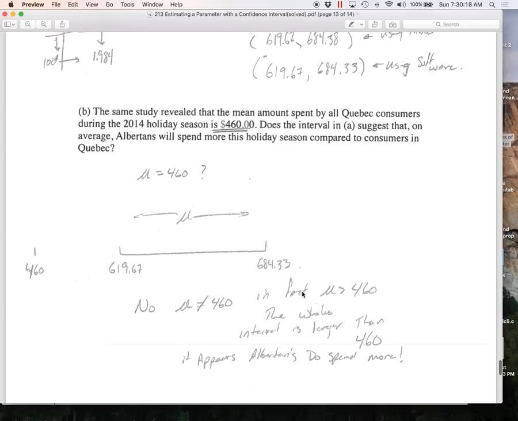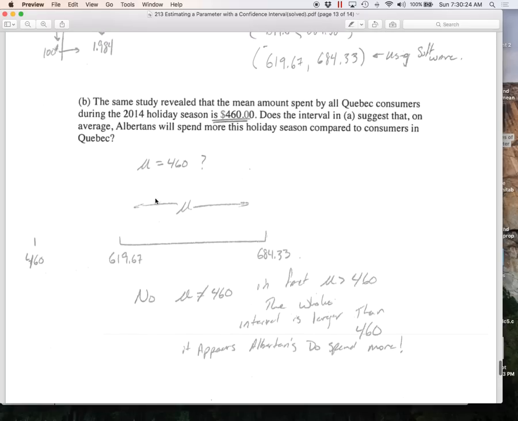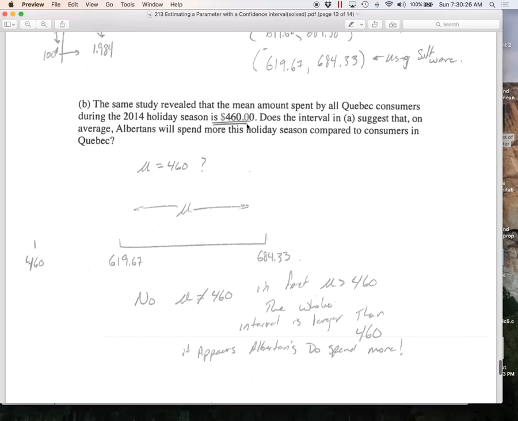In fact, it looks like mu is significantly greater than that. As you can see, the whole interval is above 460. So if this is the average that Quebec spends, and the average that Alberta will be is in between here and here, then it looks like Albertans spend a significant amount more, because 460 is not inside this interval. This whole interval is larger.